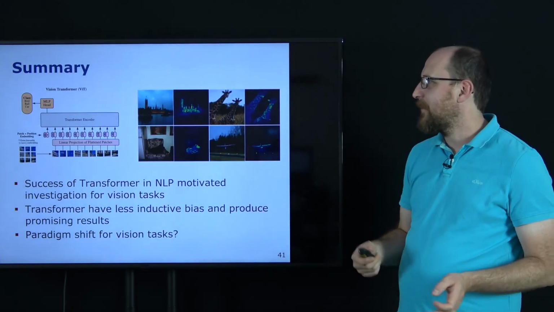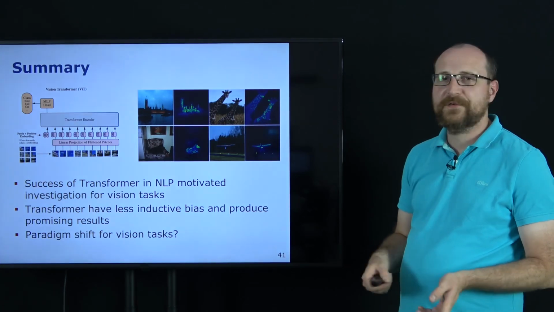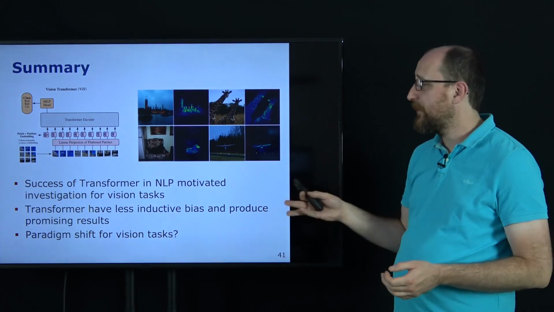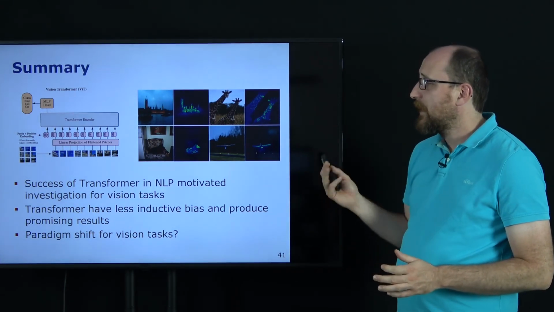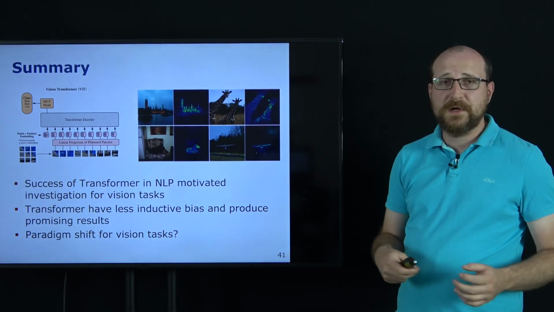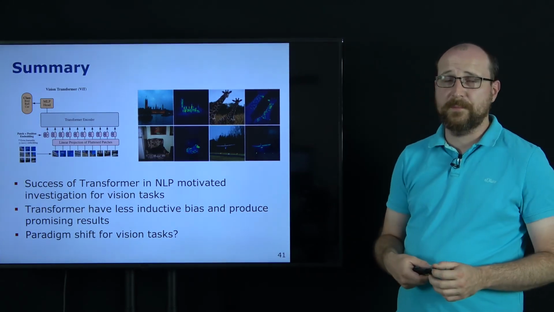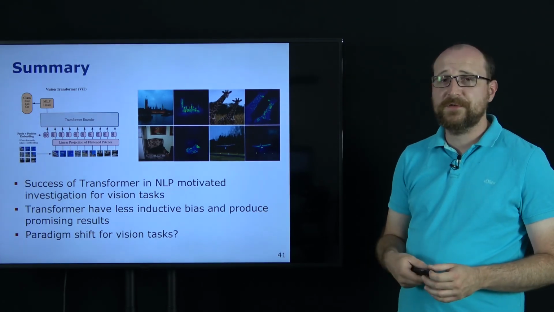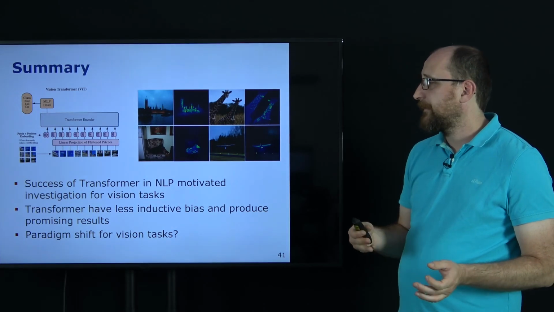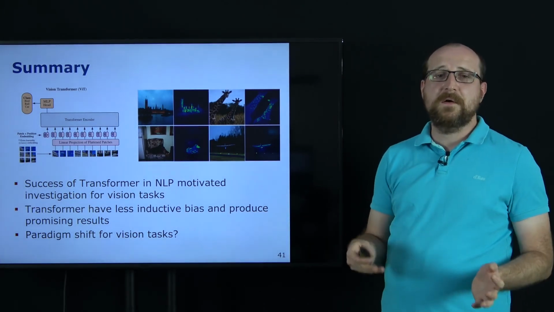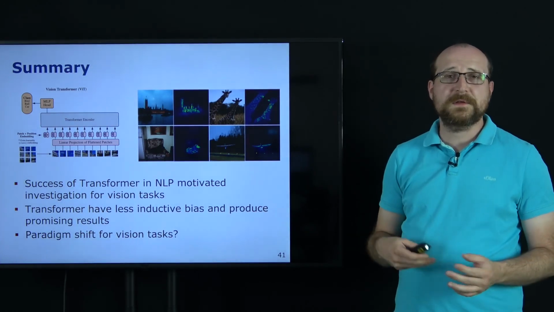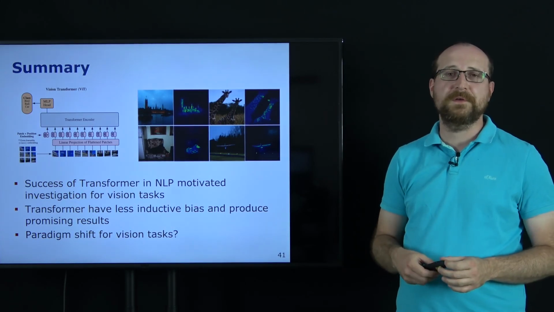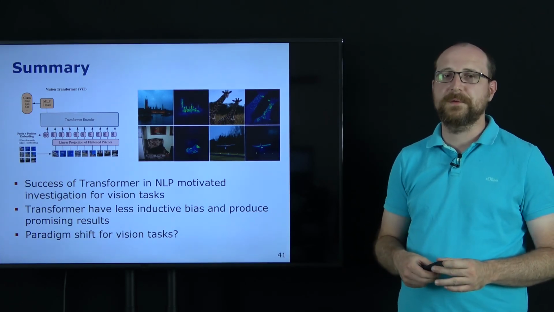With this I'm already coming to an end. In this lecture we discussed the success of transformers in natural language processing, which also motivated the investigation for vision tasks. We discussed in particular image classification, but also detection and segmentation. Since transformers have less inductive bias, the hope is that they can exploit more information from the images that maybe cannot be represented by just using a convolutional neural network.